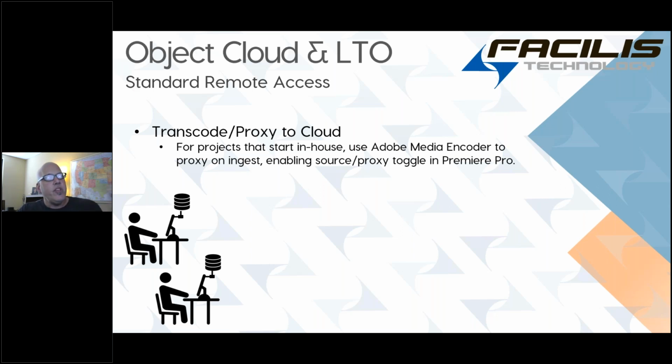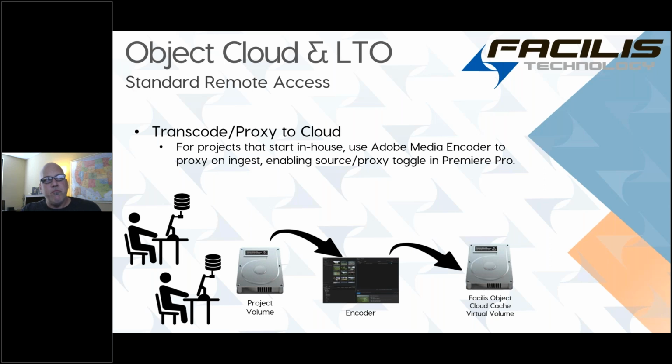So transcoding or proxying to cloud, you start with your editors who have mounted the Facilis project volumes normally, as they would for editorial in-house. And they're going to then use an encoder, it could be Media Encoder. In some cases, they'll be using FastTracker as well. But if you're ingesting into Premiere, for example, and you're setting up your ingest settings so that you're automatically encoding a proxy to a certain location, well, you can encode that proxy to the location of the cache drive.